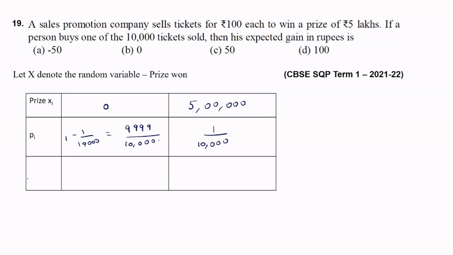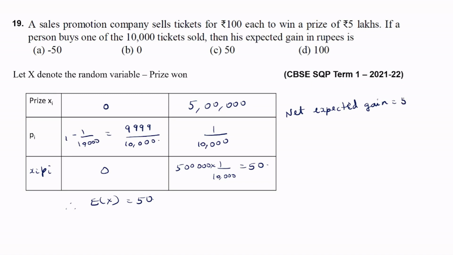So from this, first let us find the expected gain, that is Σ x_i p_i. So Σ x_i p_i is 0 here and here it is 5 lakhs into 1 by 10,000, which is 50. Therefore, expectation of x is 50. But a person is spending rupees 100 to buy this ticket. As a result, the net expected gain will be 50 minus 100, which is minus 50. So the correct option is option A. So it is not a gain, it is a loss.